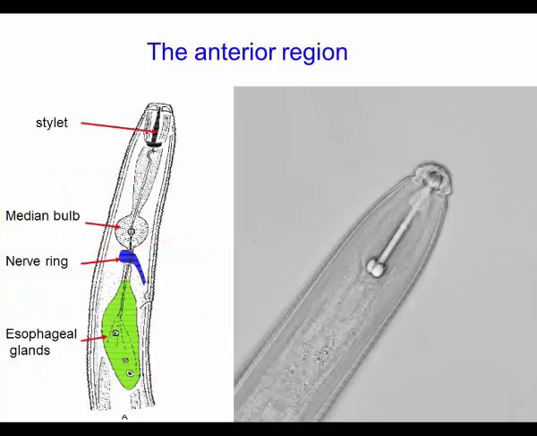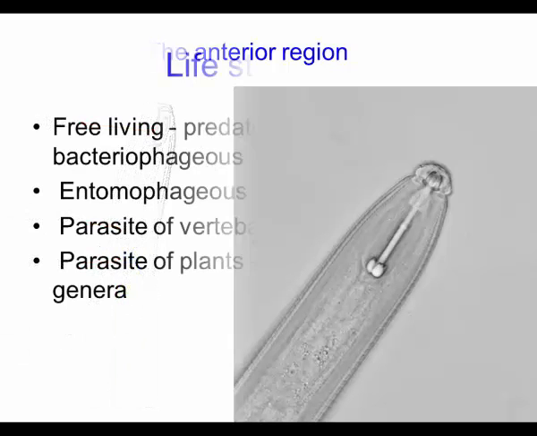Of course, in between the esophageal gland and the median bulb, we have a nerve ring, which is their central nervous system, their primitive brain, if you will. So from this stylized drawing, we then have an actual picture of a plant parasitic nematode, which emphasizes, in this case, a fairly large stylet.